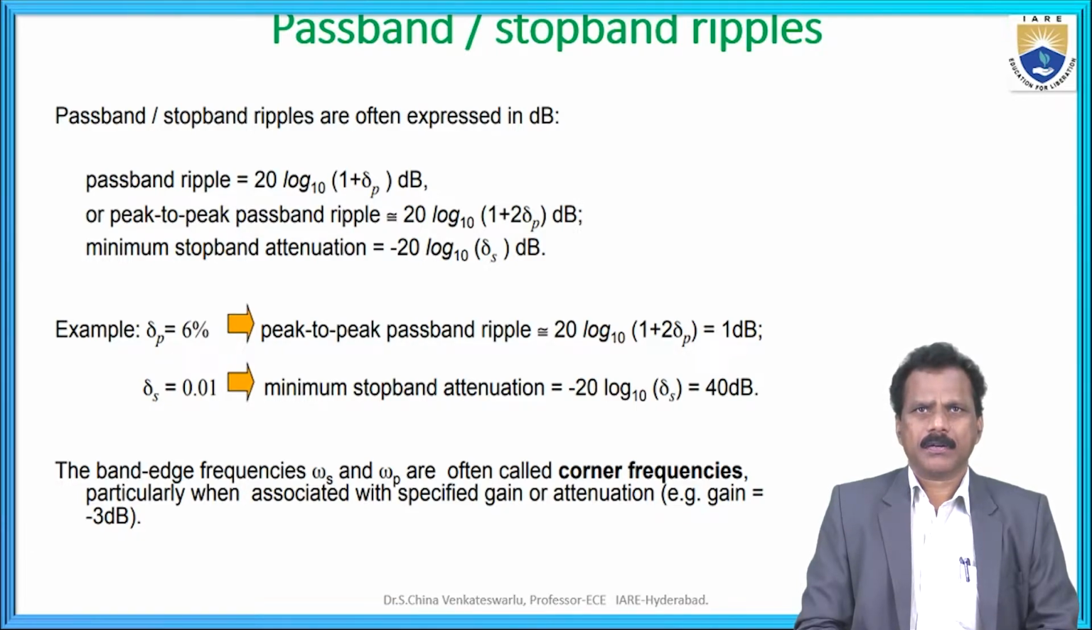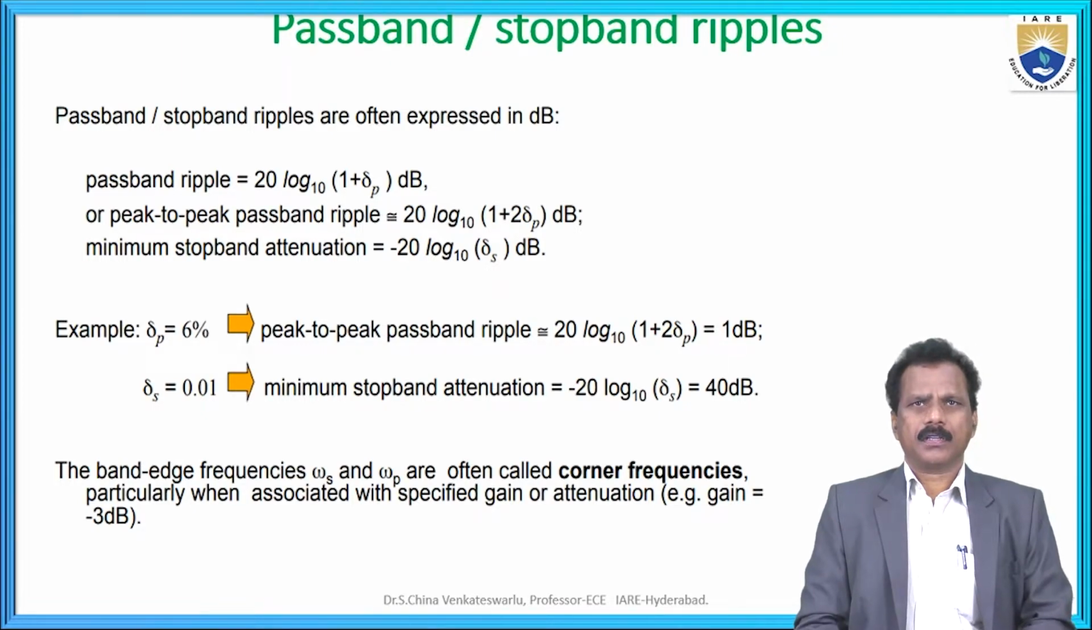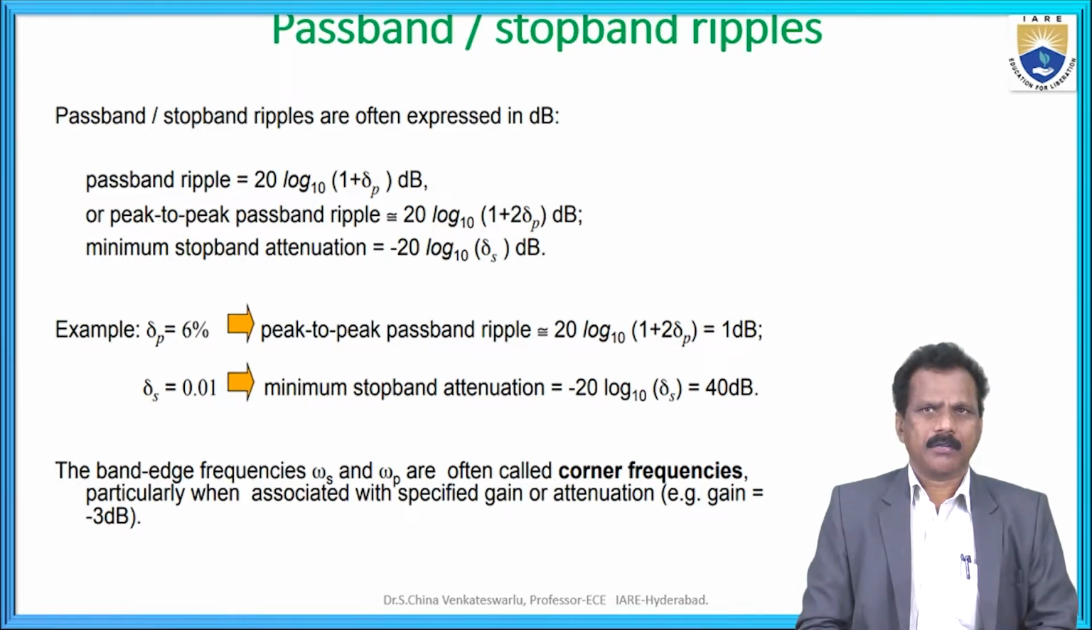Passband and stopband ripples are often expressed in decibels. We know that one. Passband ripple is 20 log base 10 of (1 plus delta p) in decibels. Or we can consider that the peak to peak passband ripple is approximately 20 log base 10 of (1 plus 2 delta p). Minimum stopband attenuation is minus 20 log base 10 delta s in dB. This is the specified value.